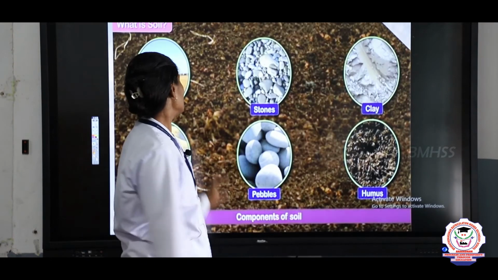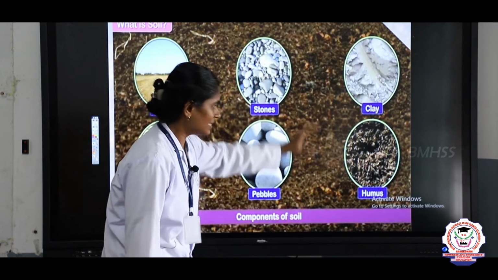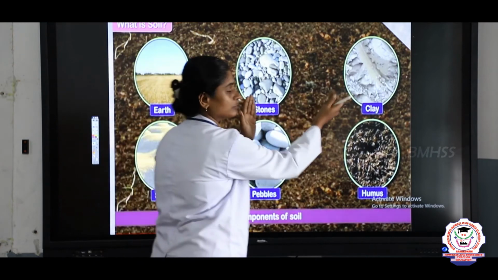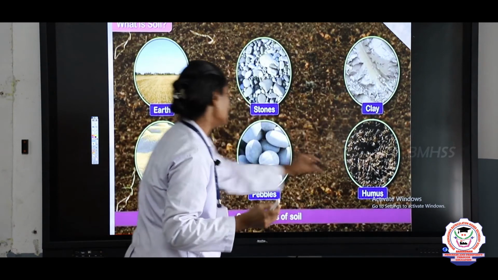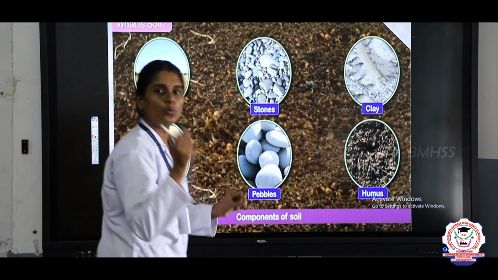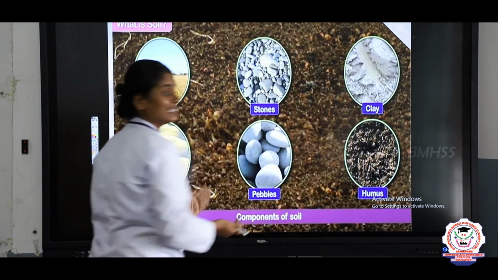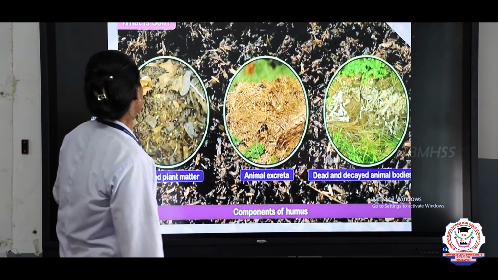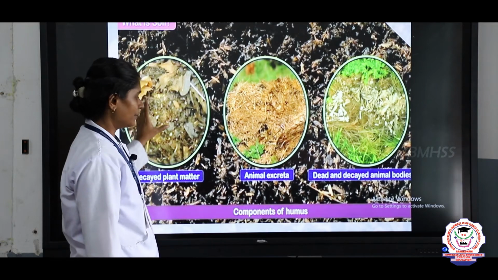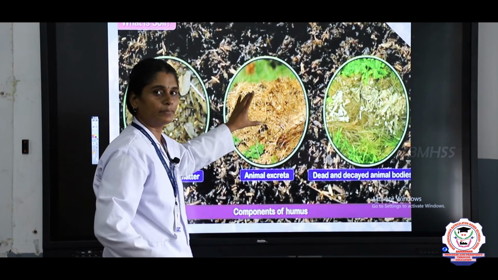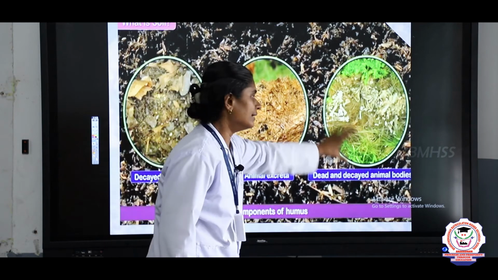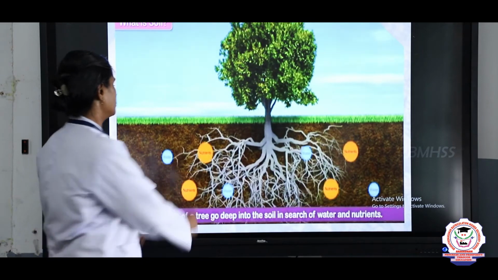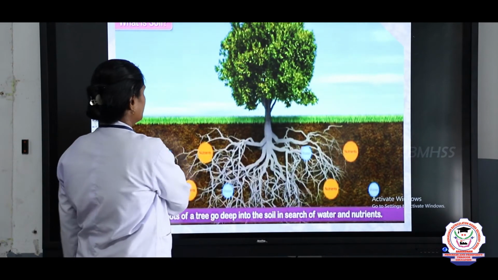Now we will see what we can see in the soil. What are the things that we can see in the soil? We can see stones, small stones, clay, humus, pebbles, sand. Pebbles means koorangal. All these things we can see in the soil. These are the components of the soil. We can also see decayed plant matter, animal excreta, which means the waste of animals, and then dead and decayed bodies of animals. So, it is good for plant growth.